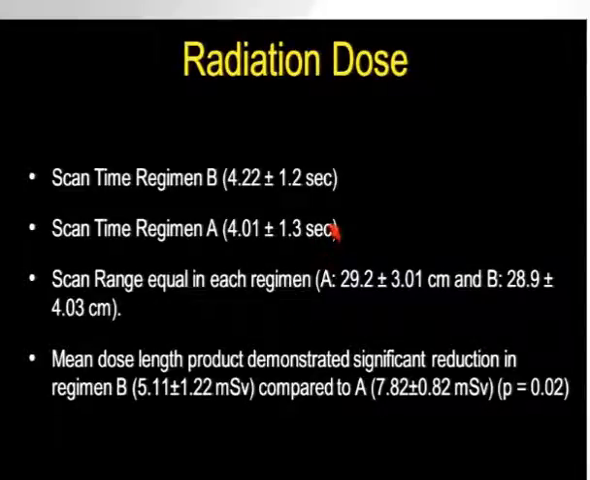We looked at scan time between each regimen because we wanted to look at the level of radiation dose between using 120 mils and 68 mils. They were both equal and there was no statistical significance. Scan range was also equal in both groups, and also the mean dose length product demonstrated significant reduction in regimen B versus A. We found that body height, weight, age, and sex were equally distributed, with no significance between the two groups. We've actually found that reducing contrast volume further reduces radiation dose to the patient during that examination.